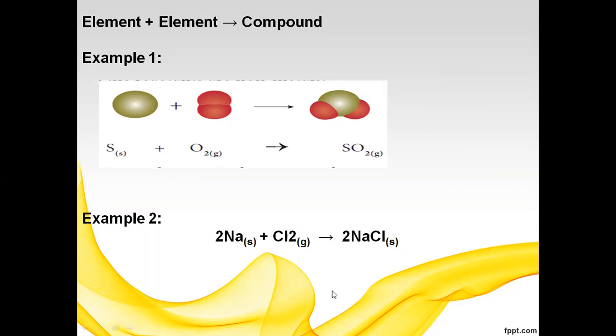So these are the two examples for the element plus element compound. The sodium, Na, what is this? Metal. Cl2, this is the non-metal. So these two reactants are a metal and a non-metal. In the previous example both the reactants are non-metals, but in this example the two reactants are a metal and a non-metal. Do you understand this equation? I believe that all of you understand the equations and definitions.